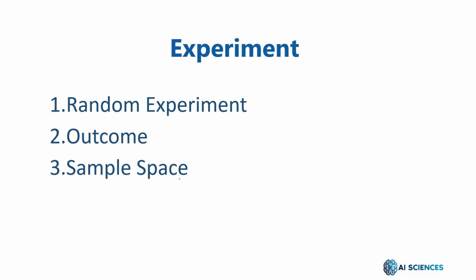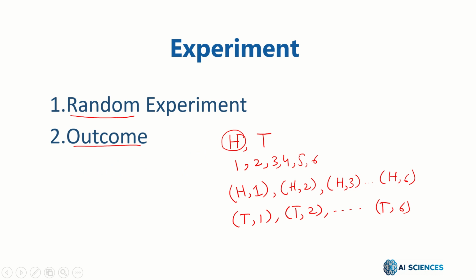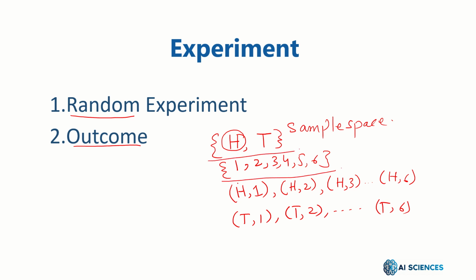Next, we talk about sample space. Basically, the set of all outcomes of an experiment. If you just write the set of all the outcomes of an experiment, that is called a sample space. Sample space is simply you list all the outcomes in a set, and that is called a sample space. So this is, for example, the sample space of experiment 1. This is the sample space of experiment 2, and this is the sample space of experiment 3.